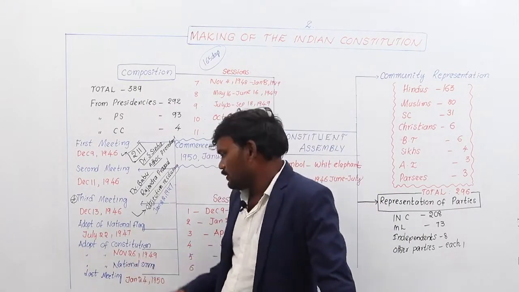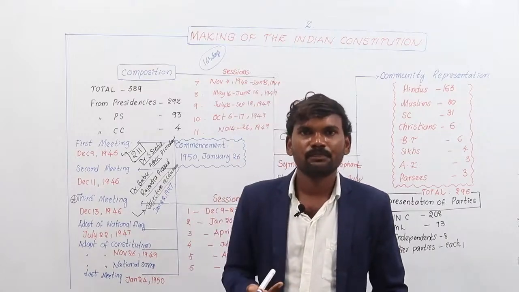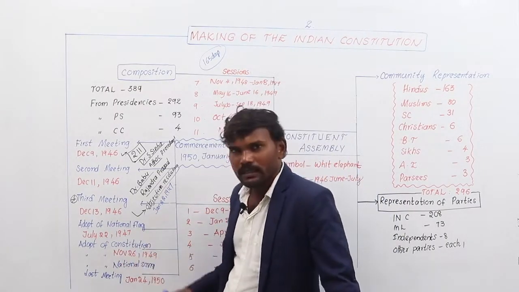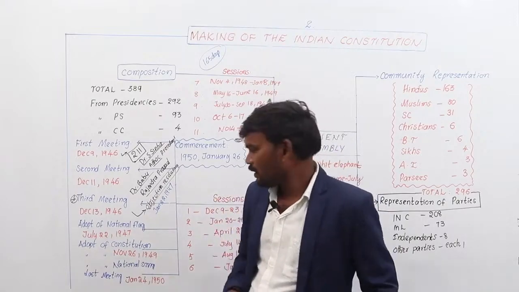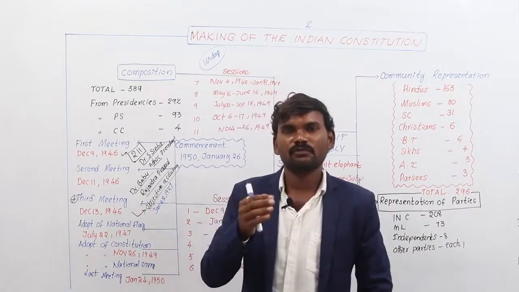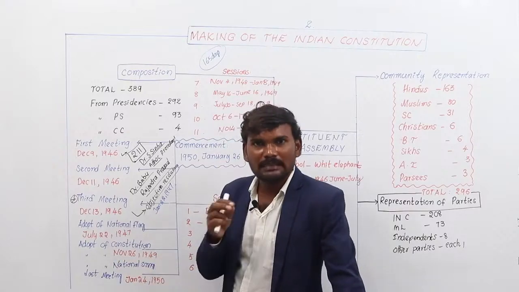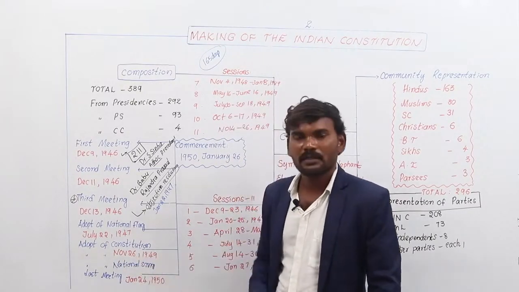Next, on November 26, 1949, after many discussions and deliberations, the Constituent Assembly adopted our Indian Constitution. This is the original Constitution, which was drafted by the drafting committee headed by Dr. B.R. Ambedkar. This is a very, very important date. Our Indian Constitution was adopted by the Constituent Assembly on November 26, 1949.